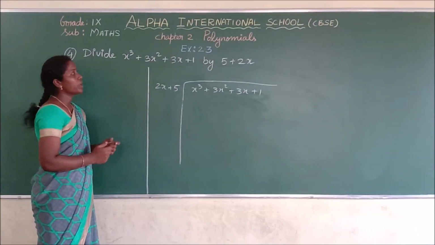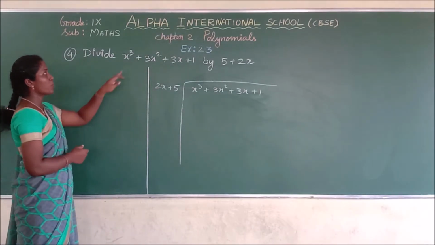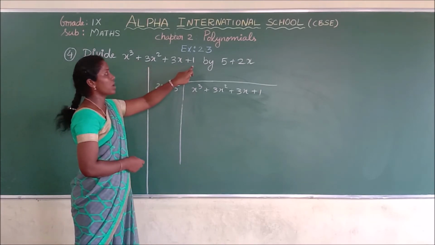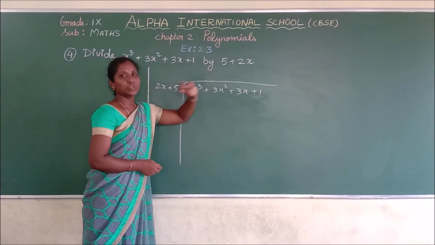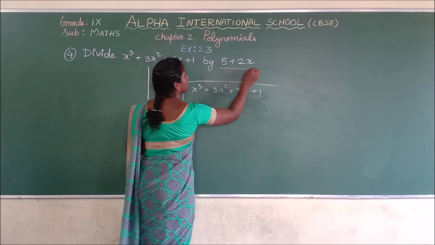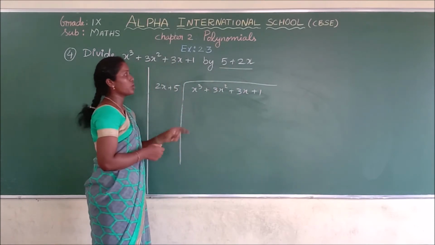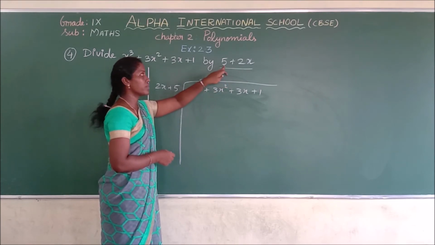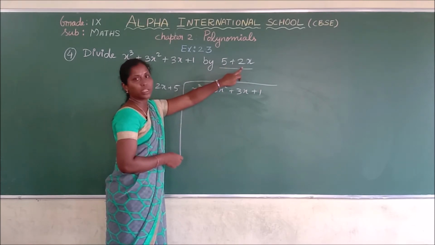Okay. So we are going to divide the next polynomial x³ + 3x² + 3x + 1 by 5 + 2x. See here, in the divisor, the given linear polynomial, the terms are arranged in this form: first they have given the constant term, then the variable term.